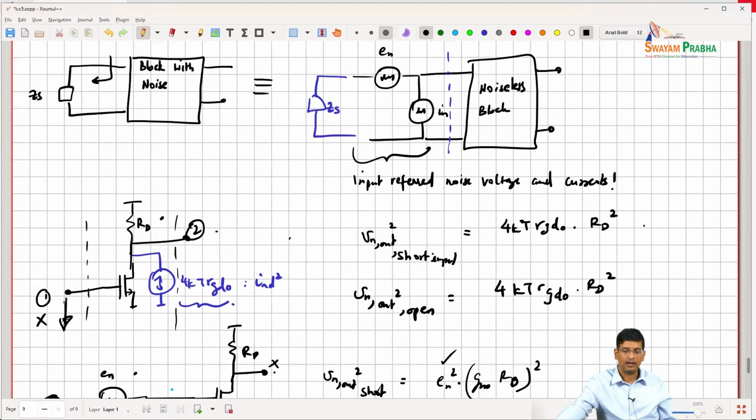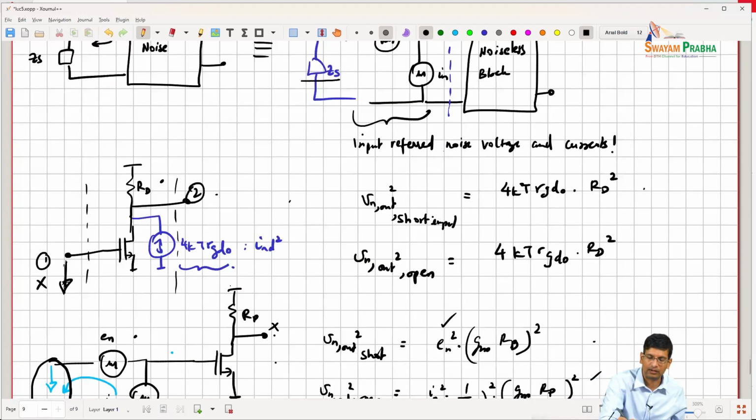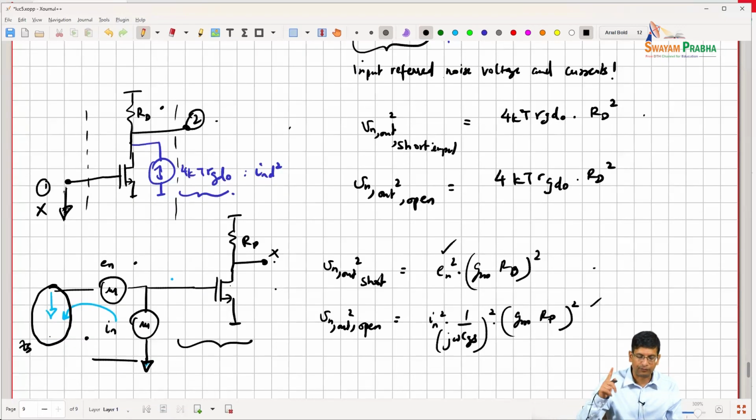So now what happens when I actually terminate in ZS? When I terminate in ZS, I have to remember that this En and this In were actually generated from the same actual noise source.